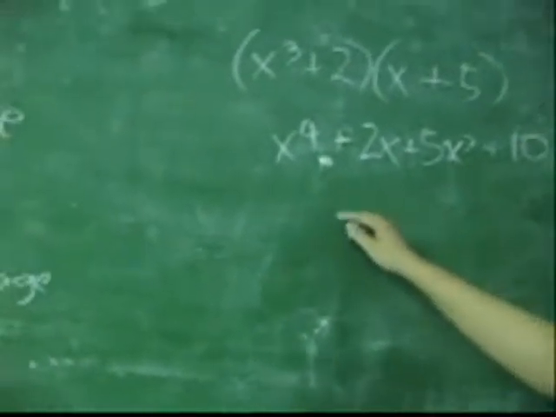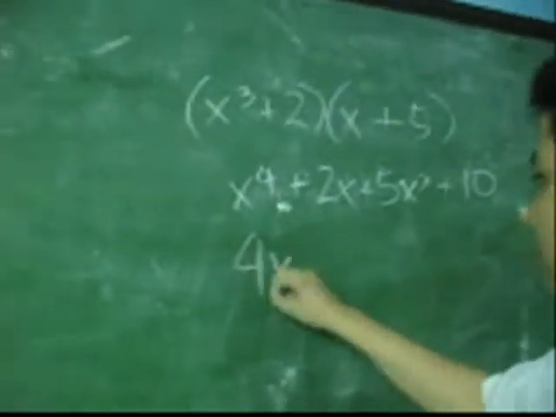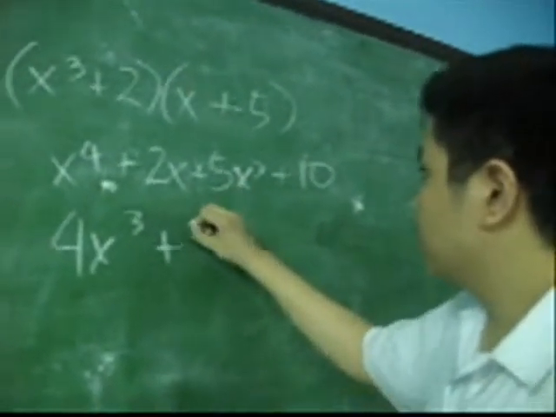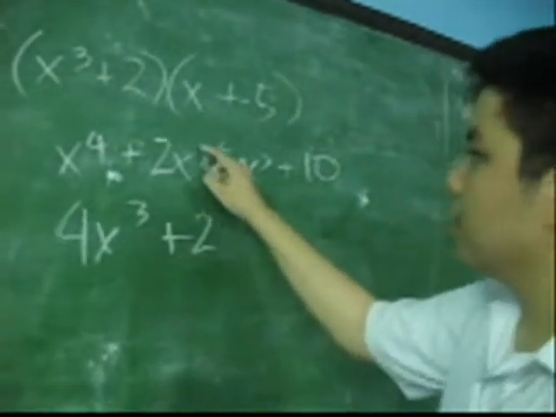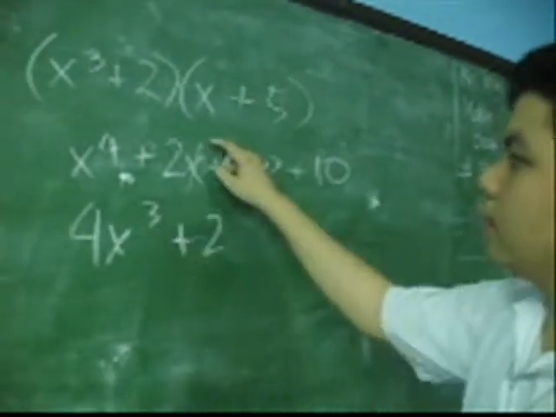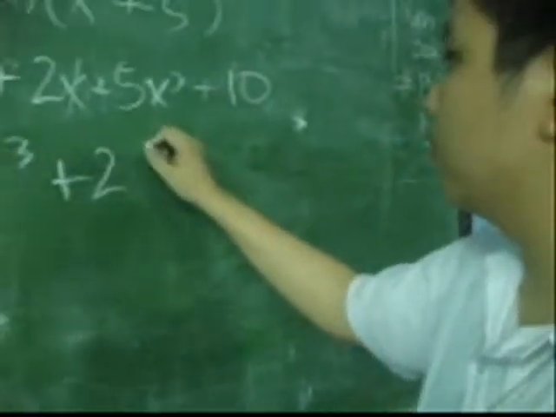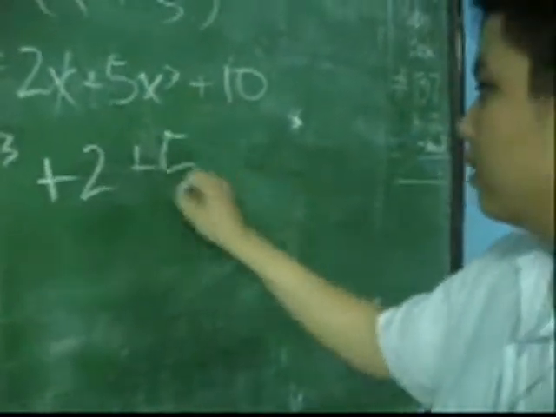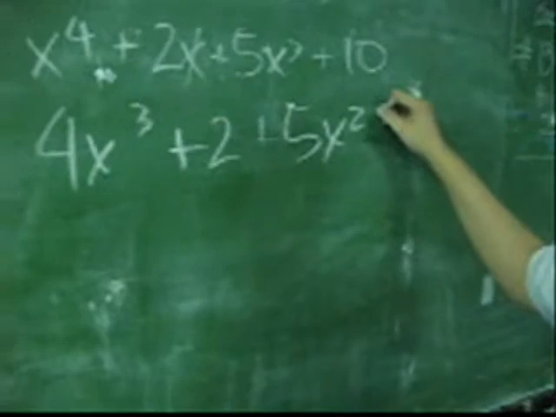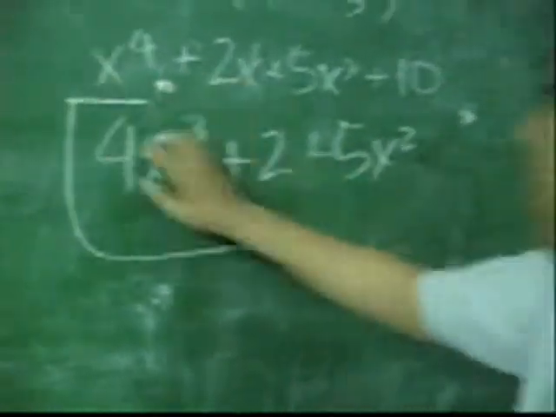And then we'll proceed to the power rule. So it's 4x cubed plus 2x. No, it must be cancelled because 1 minus 1 is 0. So it's only 2 plus 5x squared. And this is the final answer.